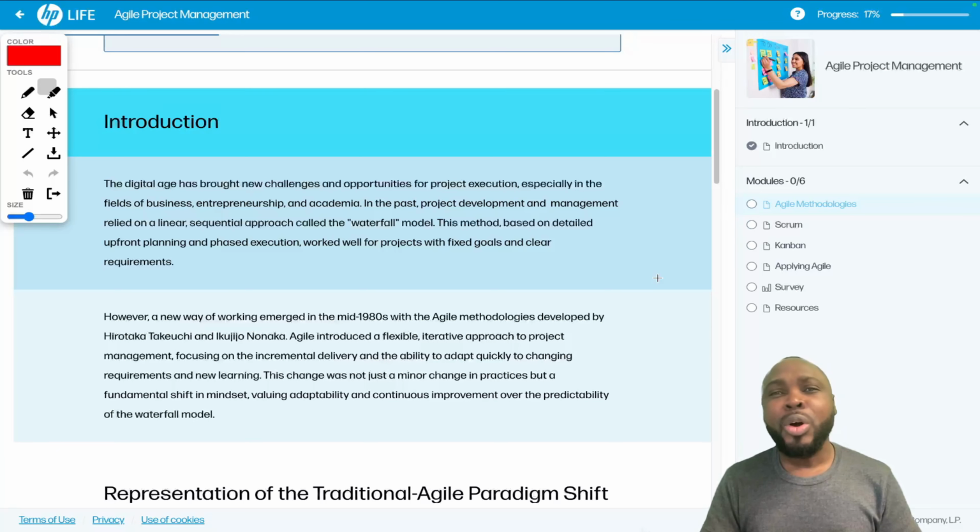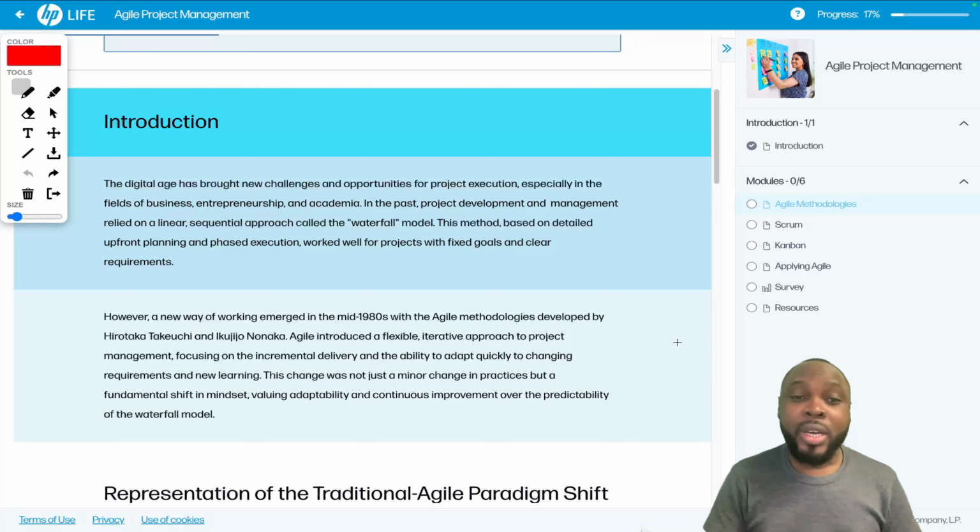You see, but because the rate at which change happens now is fast and almost instant, you can't keep running projects with detailed, upfront planning every now and then. There is a need for something that would best suit the changing world.